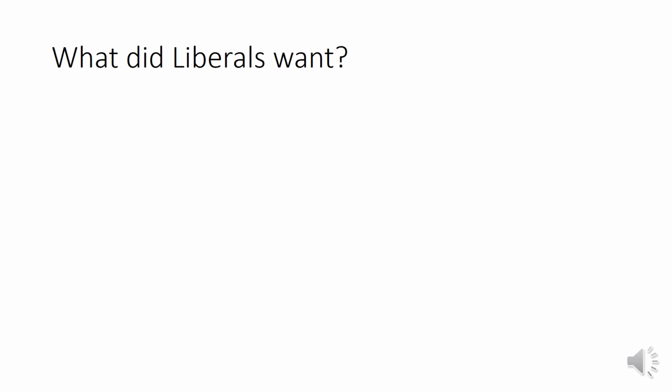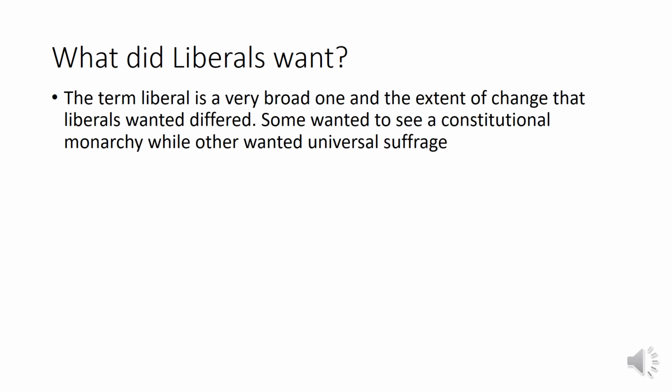So what did liberals want? We've already discussed some points, but let's have a look in some greater depth. The term liberal is a very broad one, and the extent of change that liberals wanted differed. Some wanted to see a constitutional monarchy, while others wanted universal suffrage. So what does that mean?